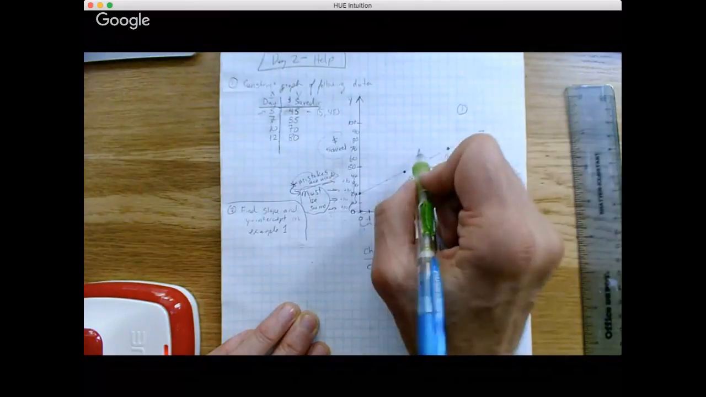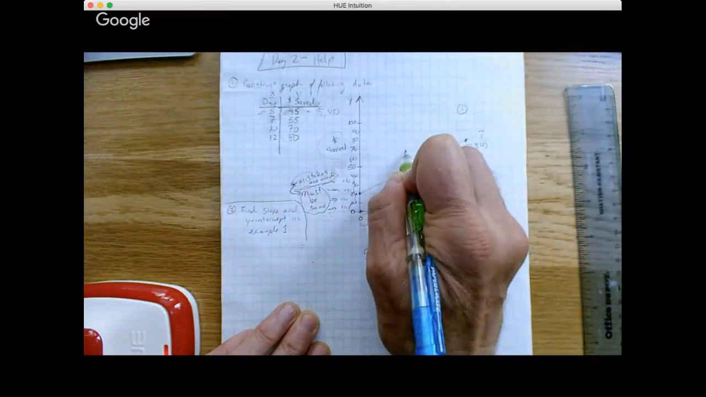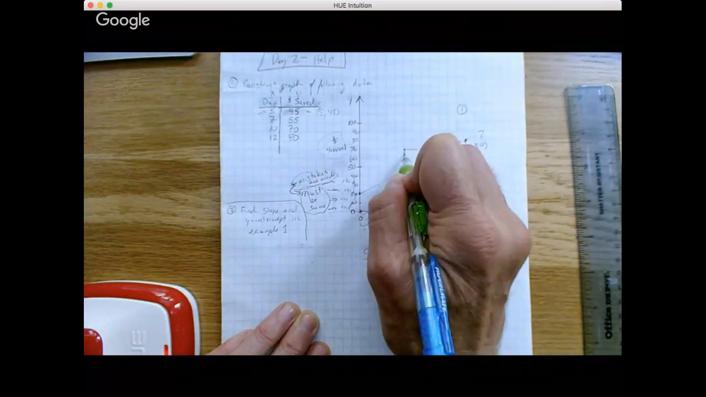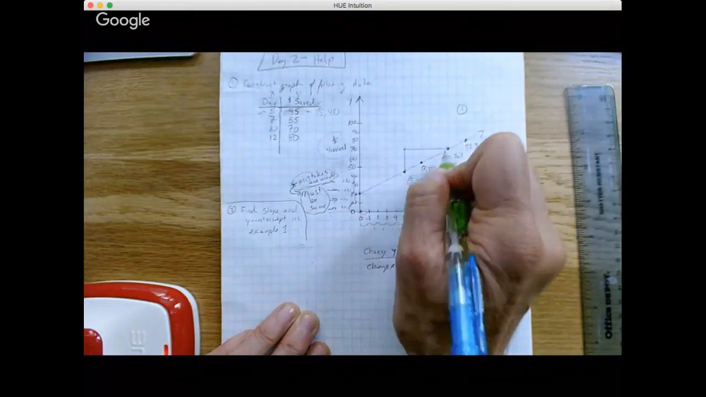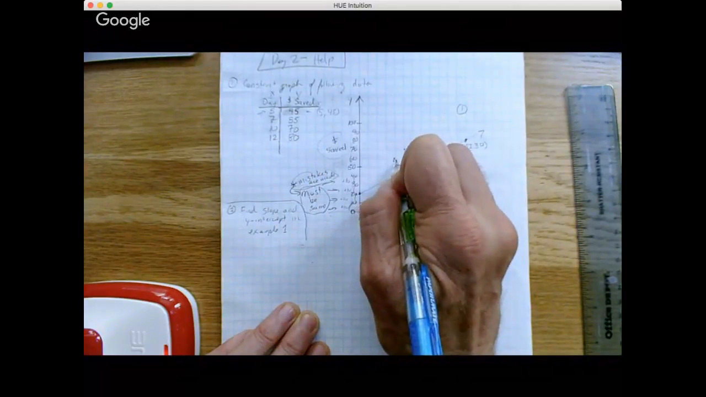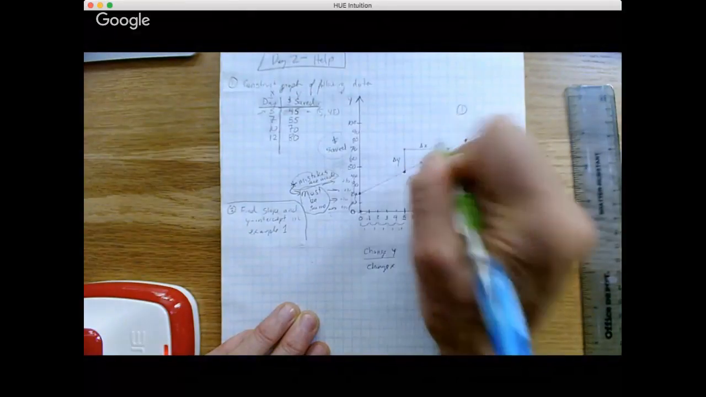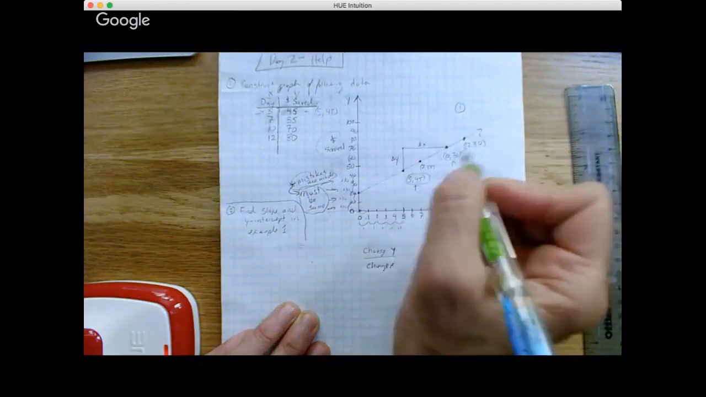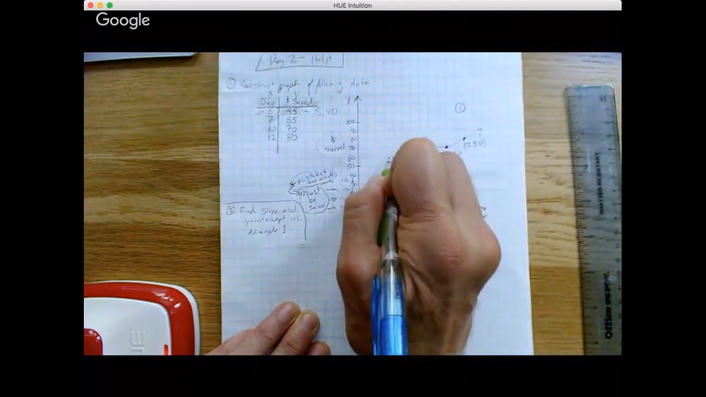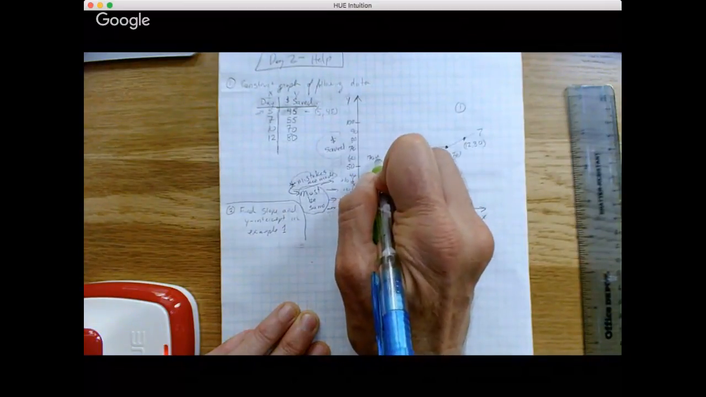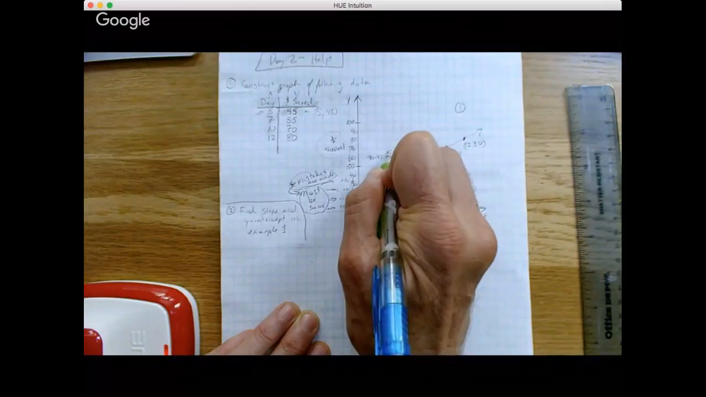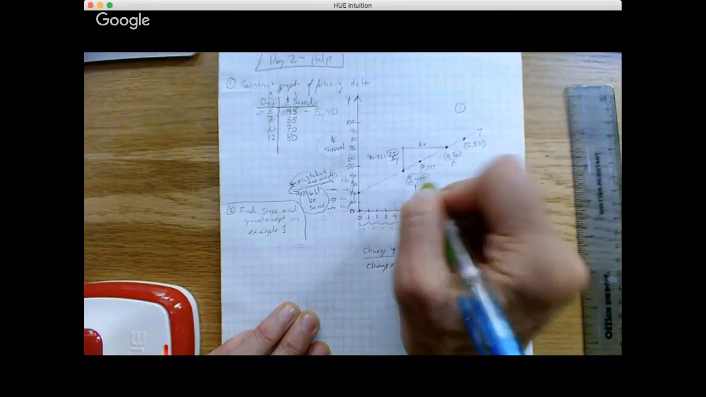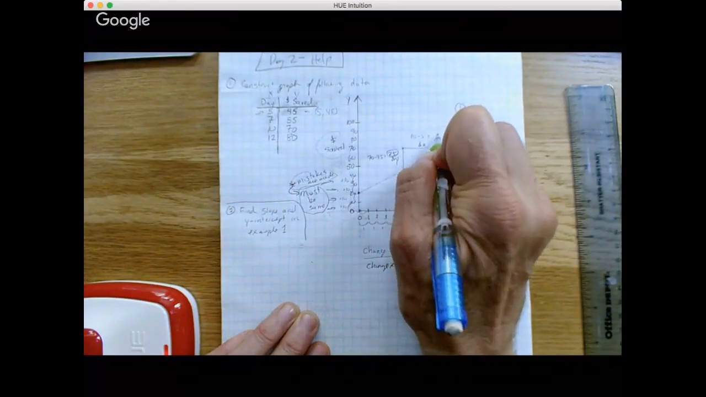To find the change in y over the change in x, we're going to take a point right here that's horizontal to one point and vertical to the other point. If we go from here to here, our change in y is here, and our change in x is here. This is the difference in the 2 y's. This y is 45, and this y is 70. So our change is 70 minus 45, and that's 25. That's our change in y. Our change in x is 10 to 5, so that's 10 minus 5, which equals 5.